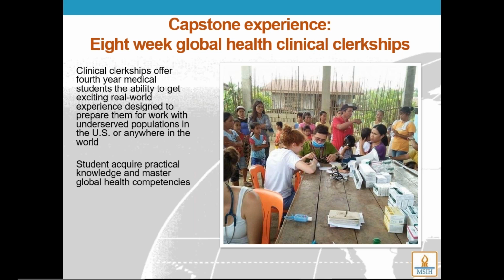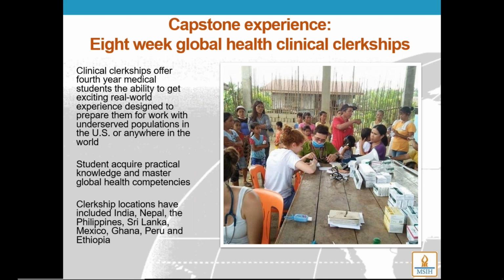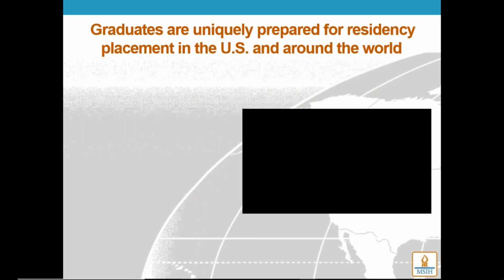And we do our best to match the interests of the students to the various sites available. As you can see, these are some of the sites we have available. It varies year to year, but there's usually at least 4 or 5 sites available. This year, students went to India, Nepal, Sri Lanka, Ghana, and Peru were the sites that they got to choose from this year. So now that they've completed their studies and rotations at MSIH, where do they do their residencies?